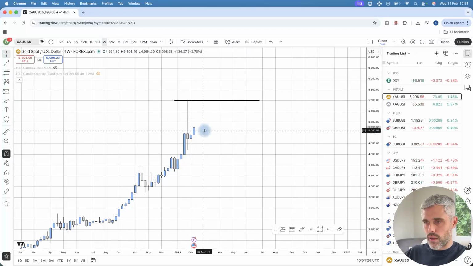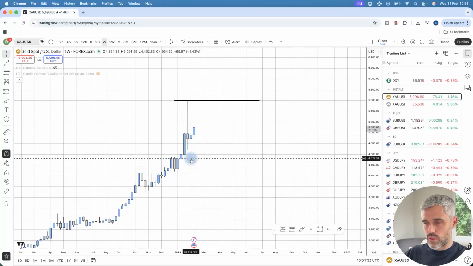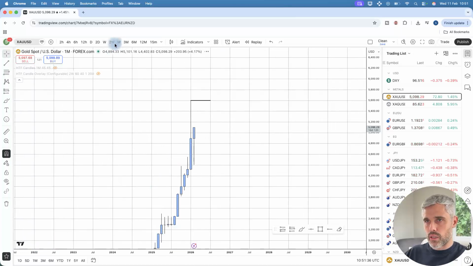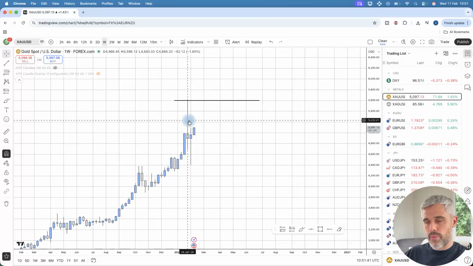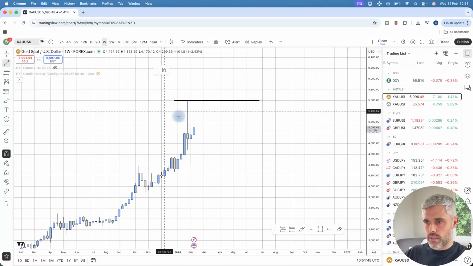On the weekly time frame, let's imagine that these candles hadn't yet printed, okay? Because we have the monthly and the 2-weekly confirmed, then we're looking for timing on the weekly. So price is against at this point.